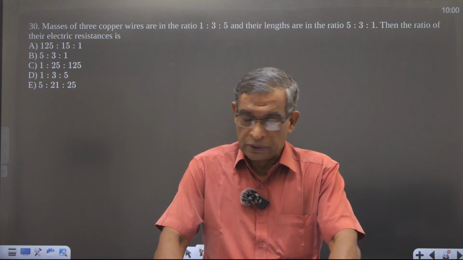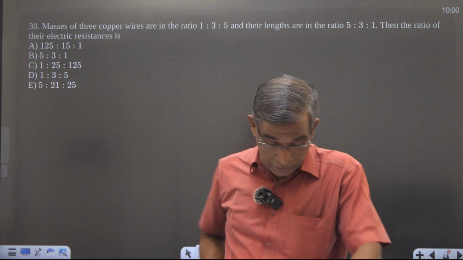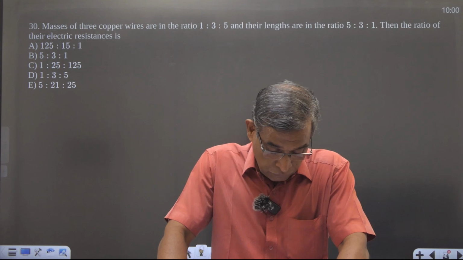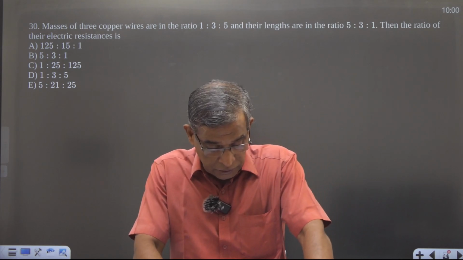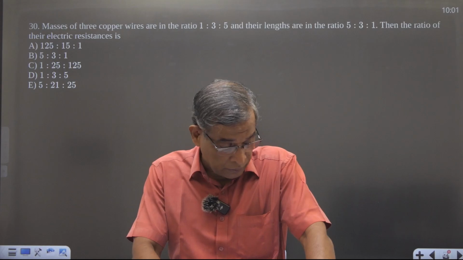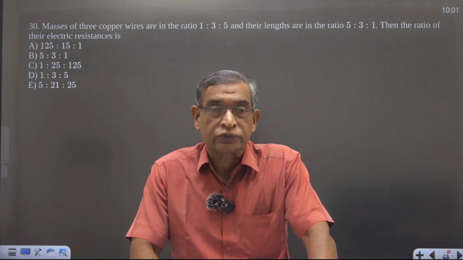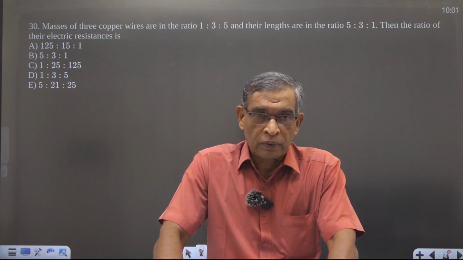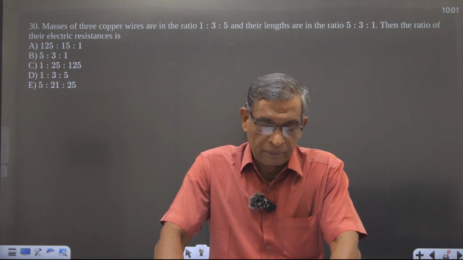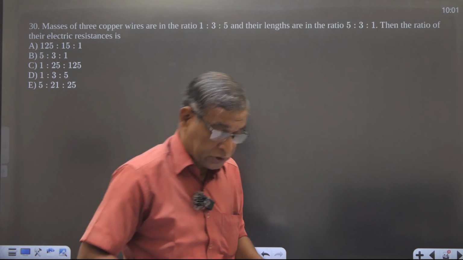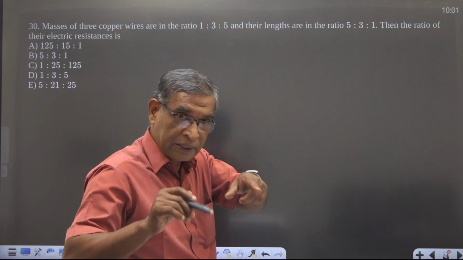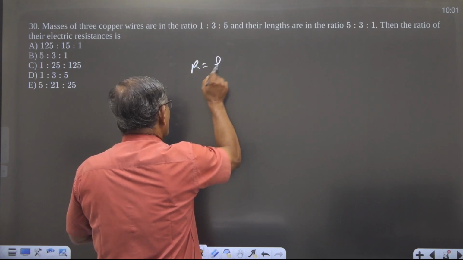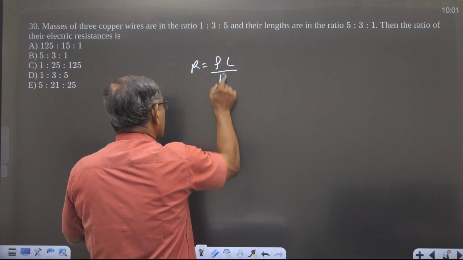അടുത്ത ചോദ്യത്തിലേക്ക്. Next question. Masses of 3 copper wires are in the ratio 1:3:5 and their lengths are in the ratio 5:3:1. Then the ratio of the electrical resistance. Now the standard formula that we remember or that you studied is the expression for resistance in terms of length and radius or area. That is R is equal to rho L by A.